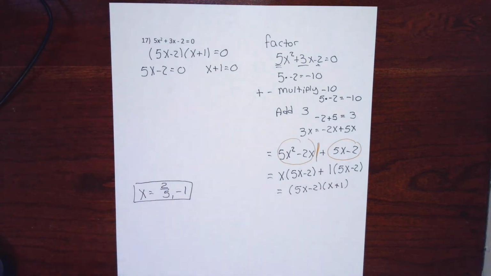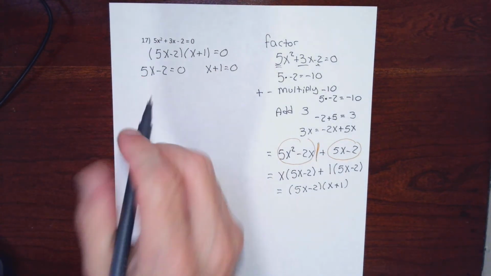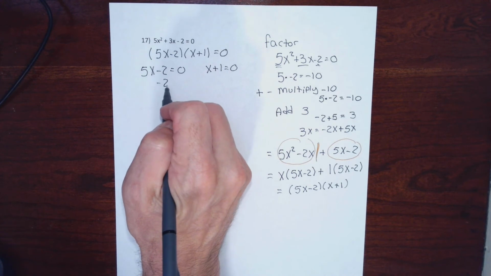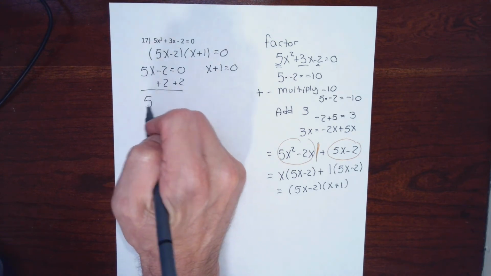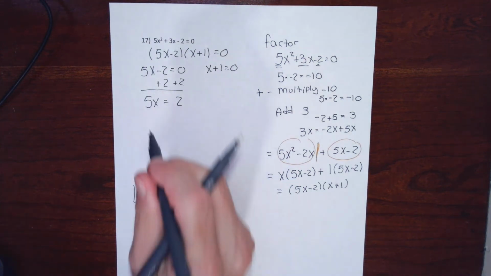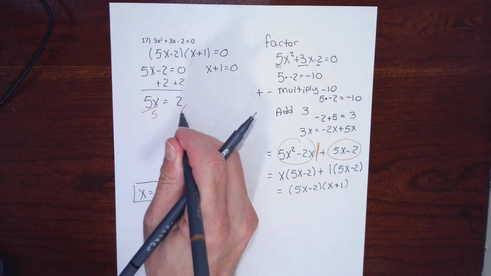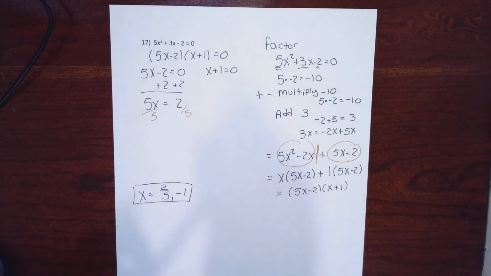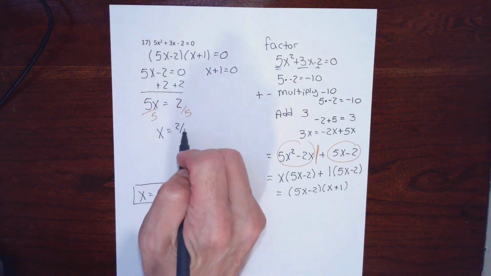At this point, now that I have it factored, I can sight solve those without showing any algebra, and I'm good with that. If you want to, the algebra that you'd need to show to get the answer of 2/5 is taking the factor of 5x minus 2, adding 2 to both sides to get 5x equal to 2, and dividing both sides by 5.